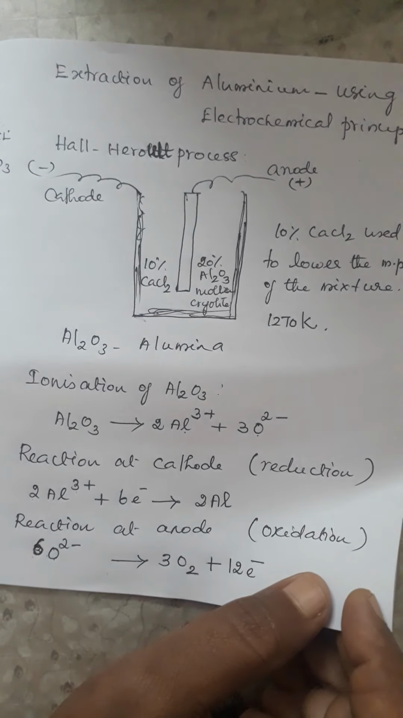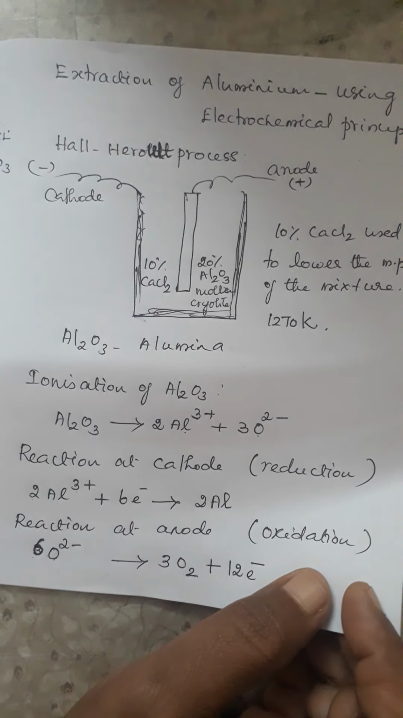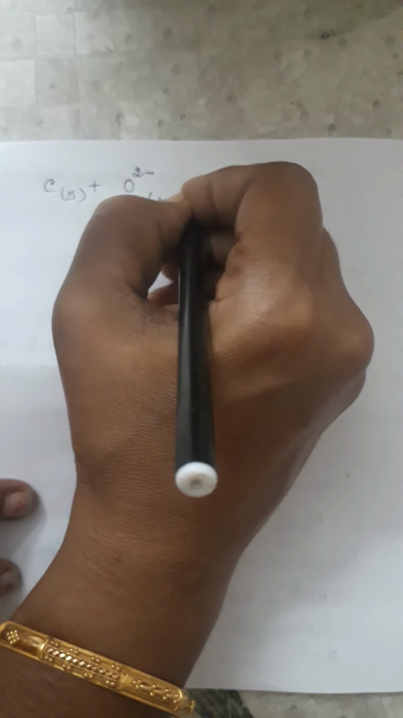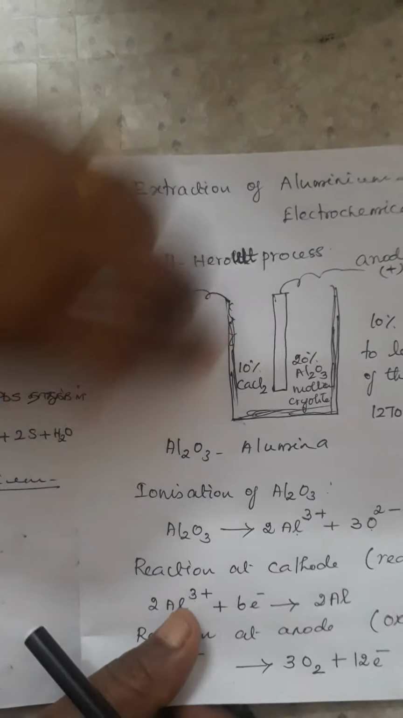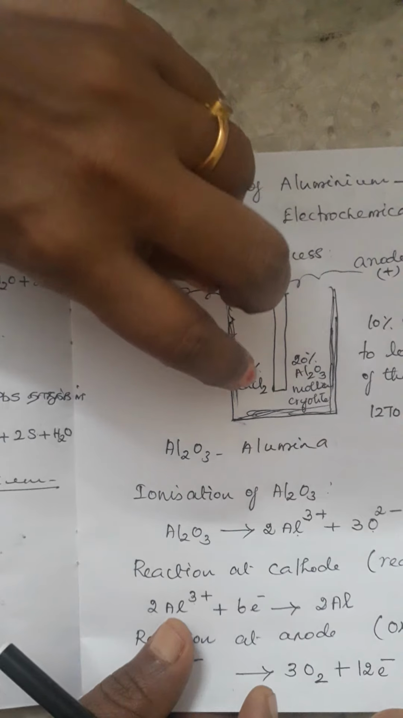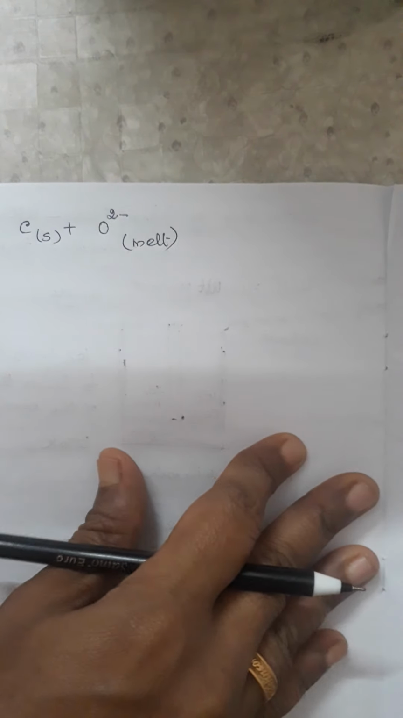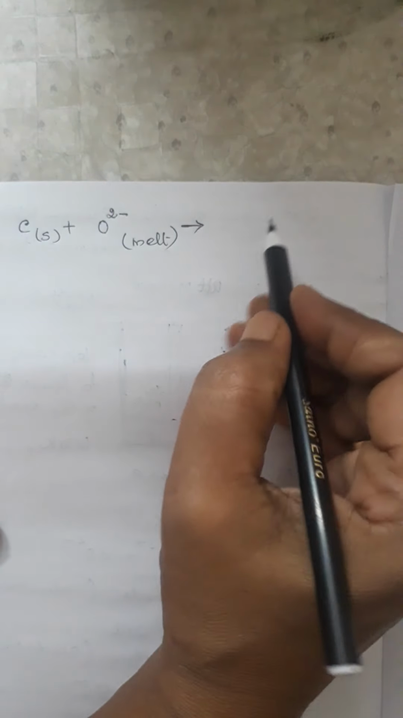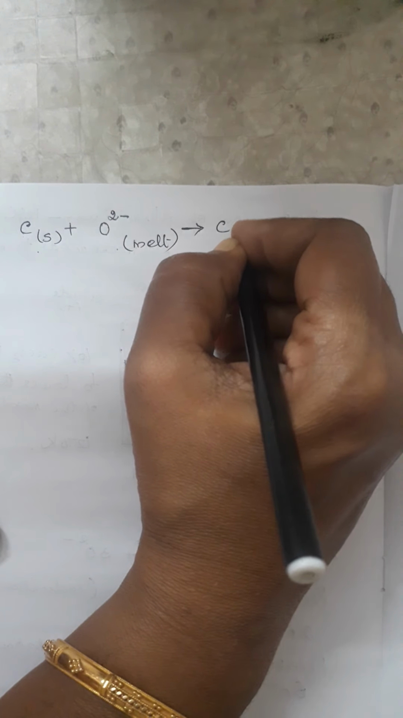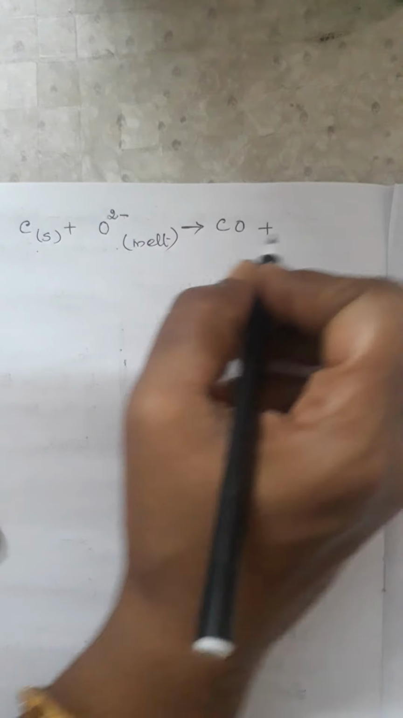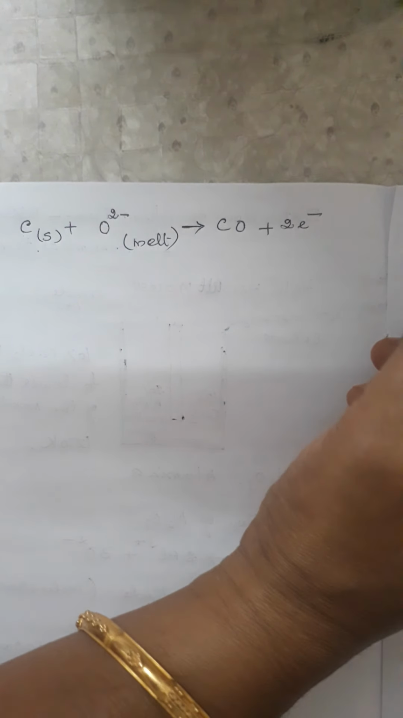Here, carbon acts as anode. Therefore, the following reactions take place. That is, carbon in the solid state reacts with oxygen in the melt. What is the melt? There is melt: aluminum oxide, molten cryolite, calcium chloride. All of these are in the molten state. Therefore, in this melt, we have this oxygen. Therefore, this will form 1 carbon, 1 oxygen, that will be carbon monoxide. Along with this, 2 minus charges. Therefore, 2 electrons are released.